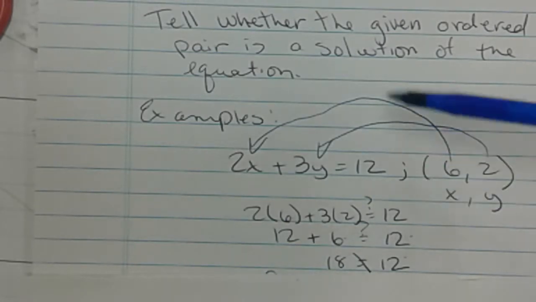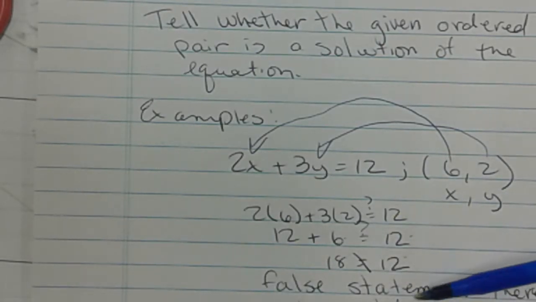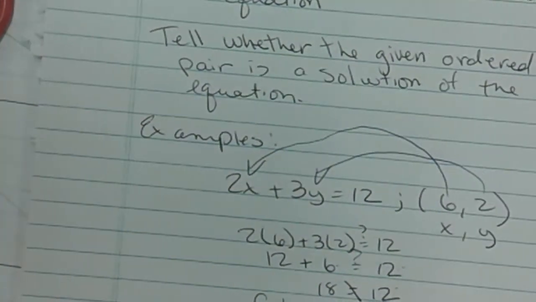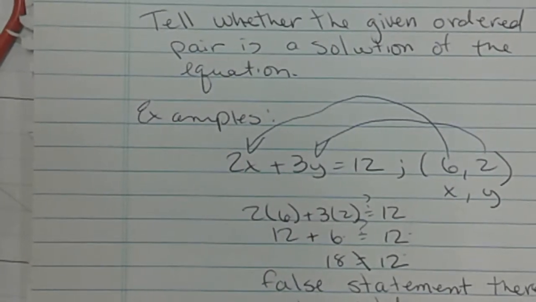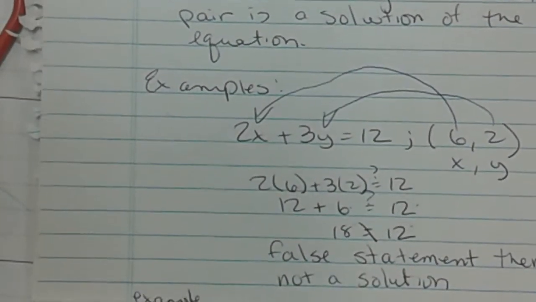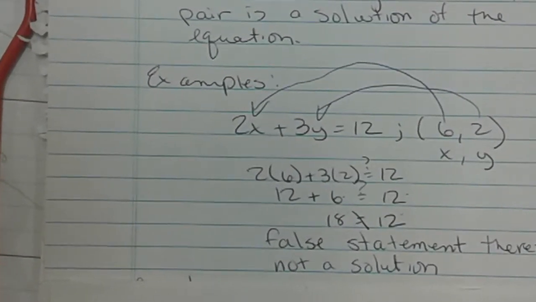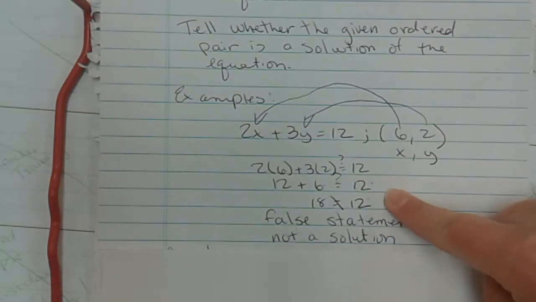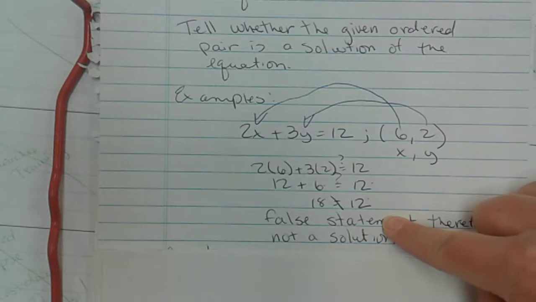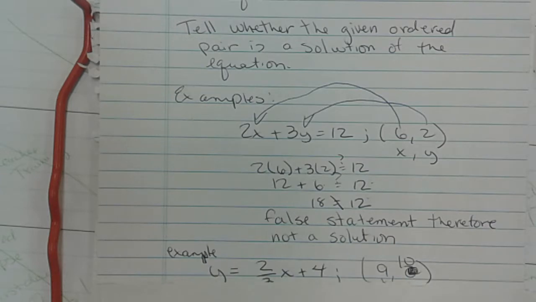And on your homework, if you just put this on here and you don't include this next part, this is a false statement, therefore not a solution, I am not going to give you full credit on your homework assignment. You have got to show me and tell me in a sentence what your work means. We've discussed that quite a bit in class already. If you don't tell me what this means, I'm not going to give you full credit. So you need to tell me that this is a false statement, therefore not a solution. Okay? Let's do another one.